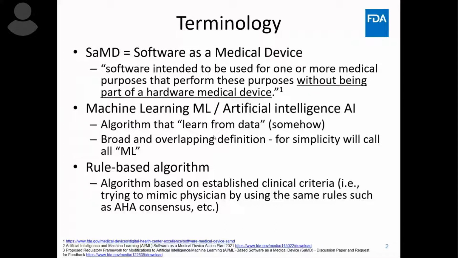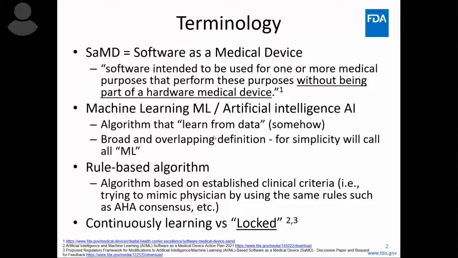I am also going to use machine learning in contrast with a rule-based algorithm, where basically you have a set of rules from a consensus, for example, and you implement that in your device. Machine learning and artificial intelligence algorithms can be locked, or they can continuously learn from data. Just for simplicity, we are talking about locked algorithms in this case, because that's what's common in the current regulatory framework, but we will touch later on this aspect.